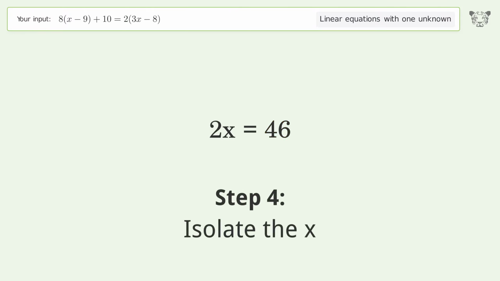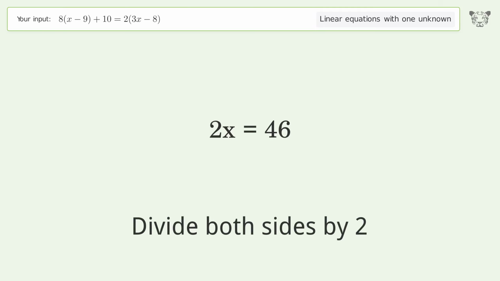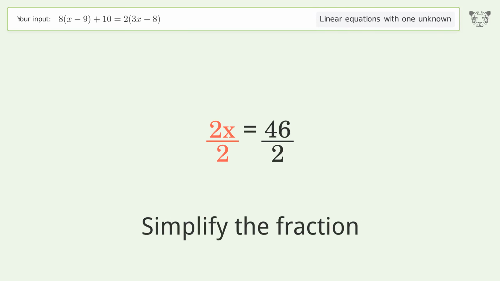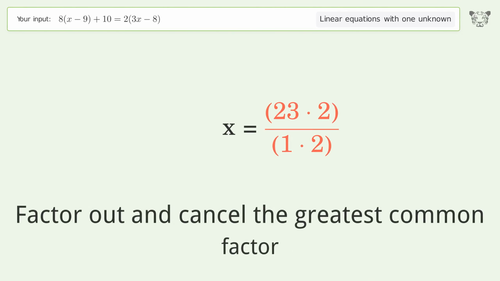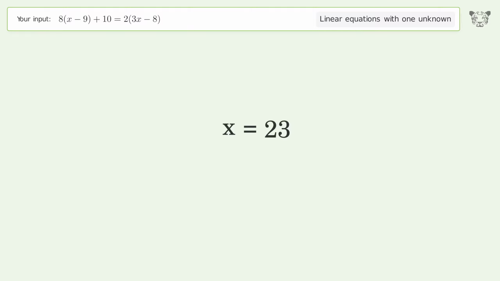Isolate the x. Divide both sides by 2. Simplify the fraction. Find the greatest common factor of the numerator and denominator. Factor out and cancel the greatest common factor. And so the final result is x equals 23.